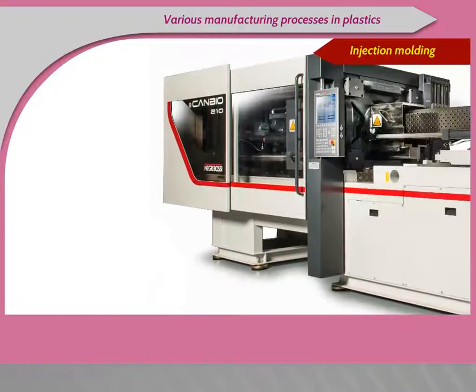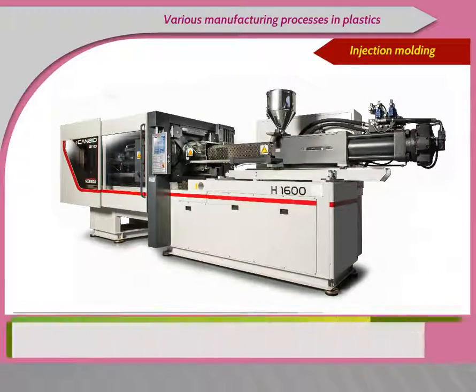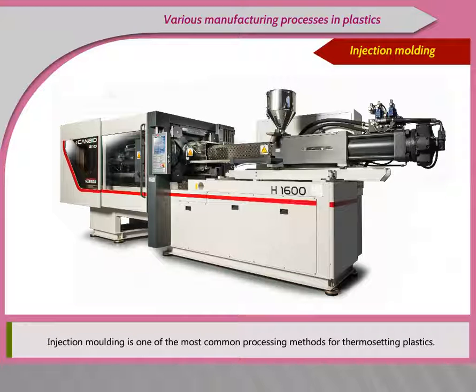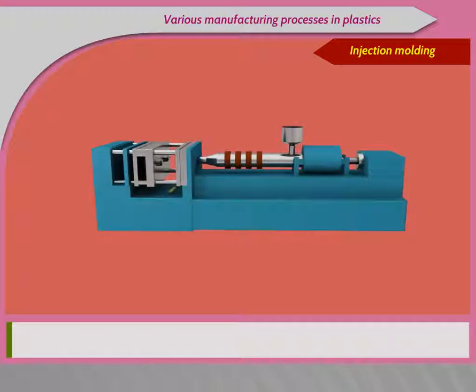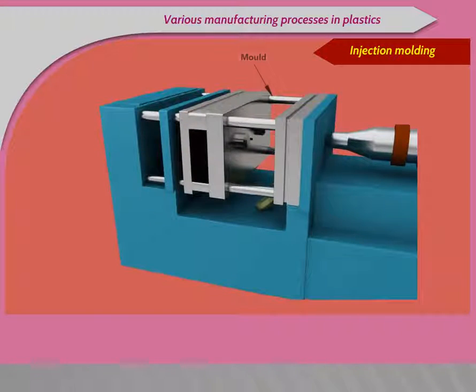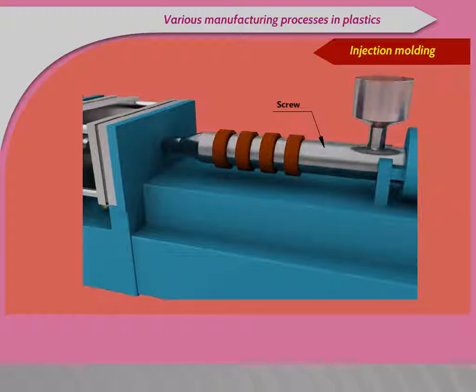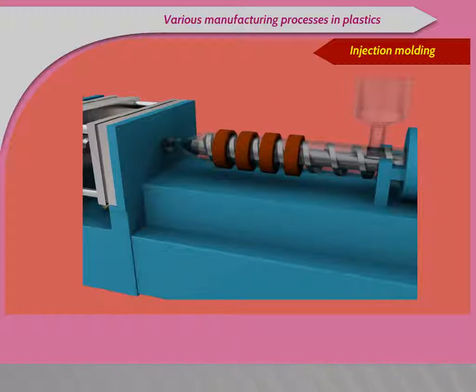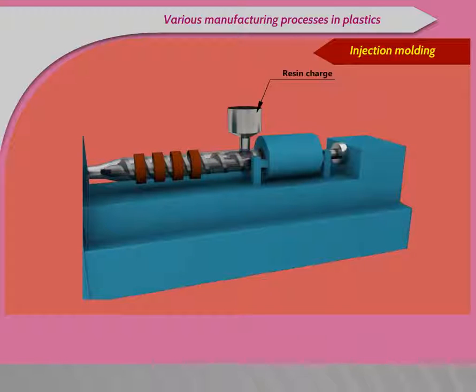Injection molding. Injection molding is one of the most common processing methods for thermosetting plastics. Some of the parts are mold, tie bar, nozzle, platen, heater, mold cavity, screw, hopper, resin charge.